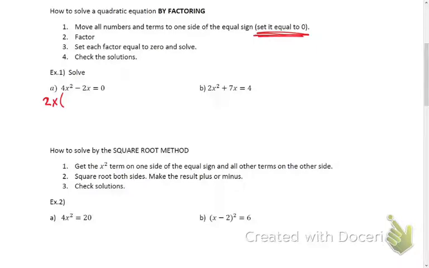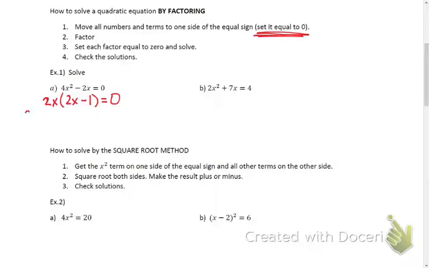So in other words, 2x times what would give me 4x squared? 2x. 2x times what would give me negative 2x? Negative 1. And I don't see any more exponents, like we don't have anything squared. There's no more factoring to be done. So move on to step 3. Set each factor equal to 0 and solve.